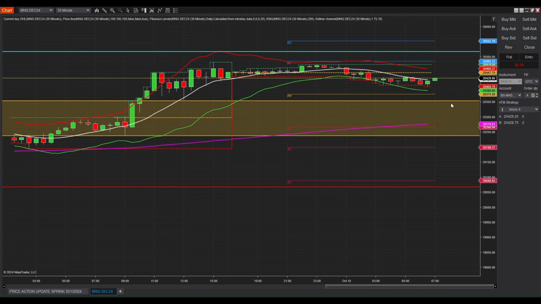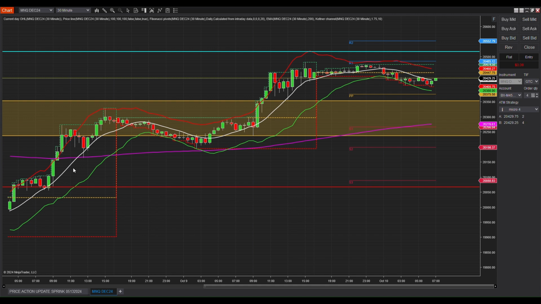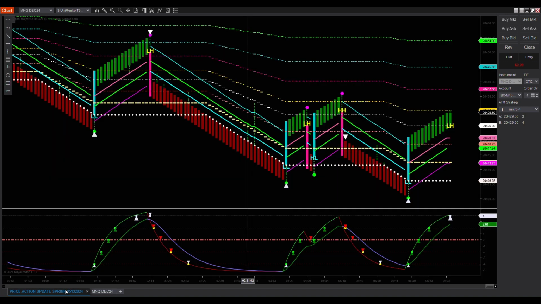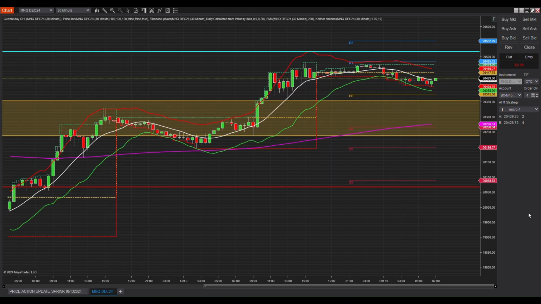Anyways, those are my levels. Strong levels of contention right here to get to, strong levels of selling right here. It was a green market on Tuesday and Wednesday. So we may break this and we may break the low. We'll see what happens. But as always, trade what you see, not what you think. Okay.